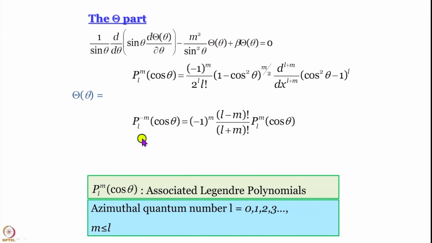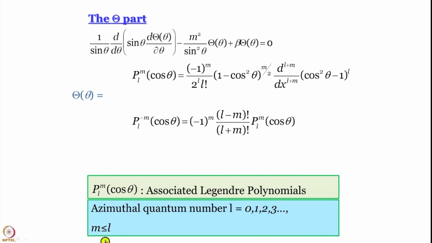Have a look at these expressions for the associated Legendre polynomials. Here you have (l minus m) factorial, in the denominator you have (l plus m) factorial. Minus 1 is raised to the power m, and the polynomial itself is a function of l as well as m. So, when we apply boundary conditions to these wave functions, we get the allowed values of l to be 0, 1, 2, 3 and so on and so forth.